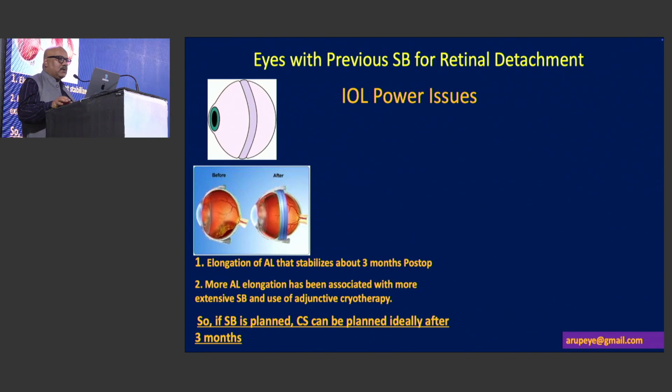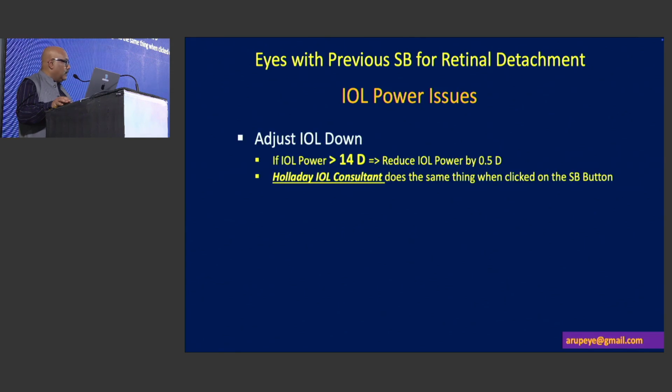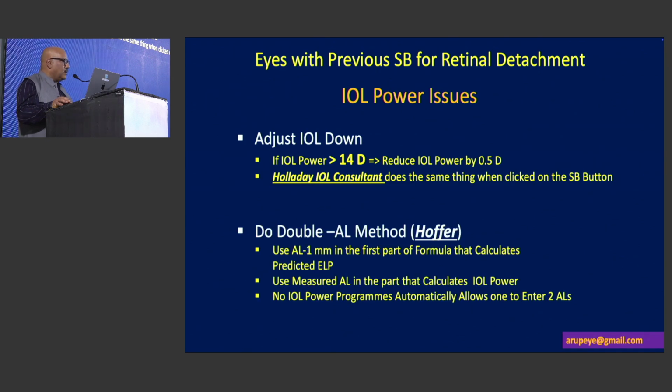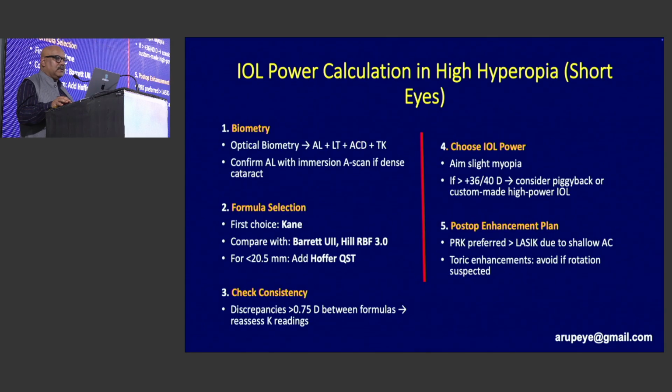Then again, if a patient has got a buckle done and the IOL calculation is more than 14 diopters, we reduce the IOL power by 0.5 diopter. For anything less than 14 diopters, you don't have to alter the IOL power. This is about the hyperopic eye, which Dr. Sandhya has already mentioned. Again in this case, the first choice will be the Kane formula, Barrett Universal 2, Hill RBF, Hoffer QST. These are the newer formulas which do pretty well.